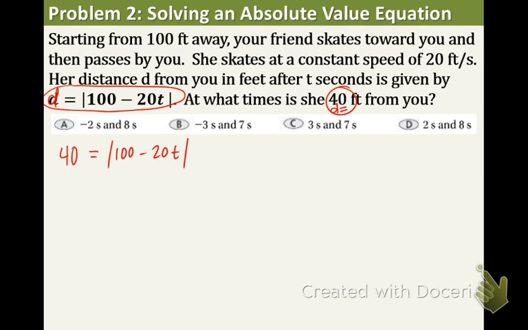Okay, and now, absolute value. In order to get rid of those symbols, we need to consider the positive 40 and the negative 40. So what this is saying is this expression right here is 40 units away from 0. That means you can have a positive 40 or a negative 40. Now we're getting rid of those symbols.